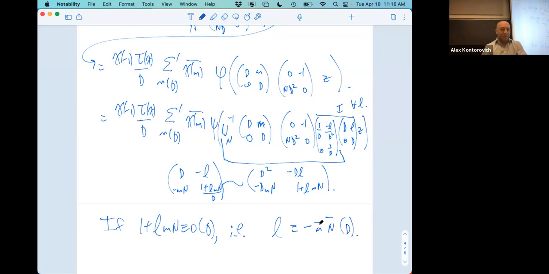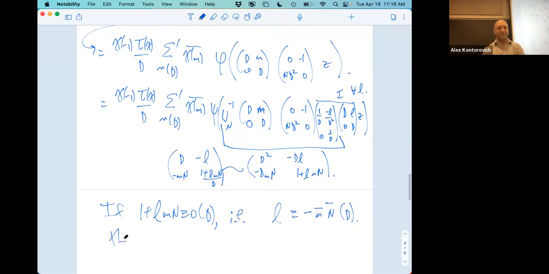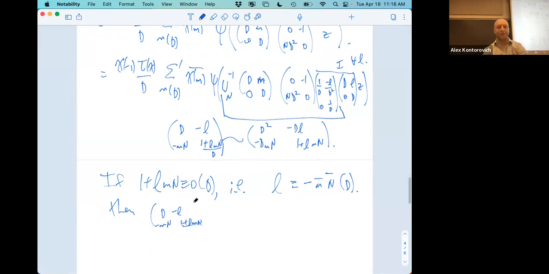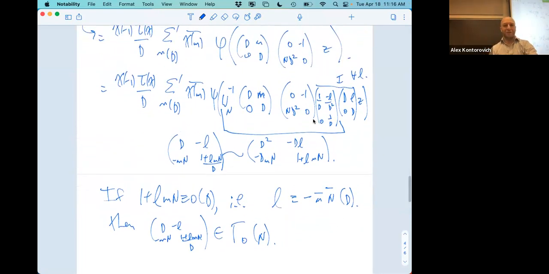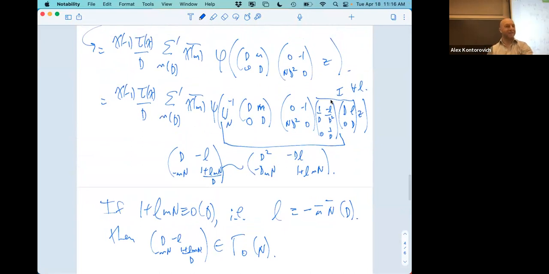I could have put any L here, but when I put this L here, I get a matrix in gamma not n. If this is true, then this matrix D, negative L, negative Mn, 1 plus Lmn over D is in gamma not n. Pick any representative. If this whole matrix is in gamma not n, then I can cross it all out.